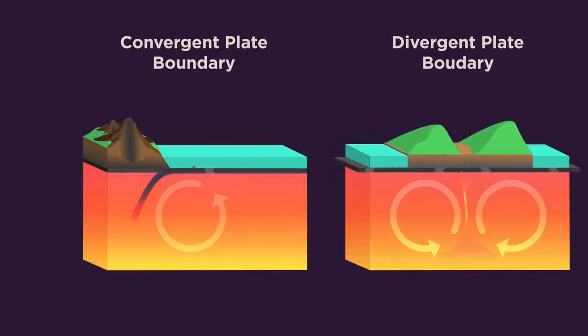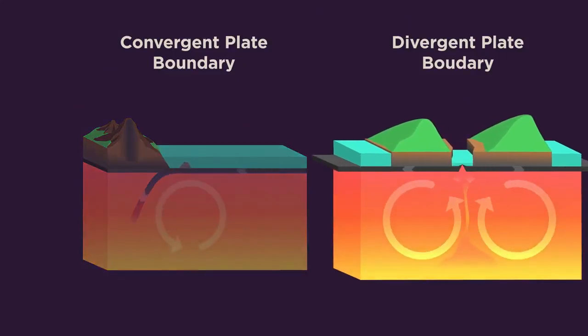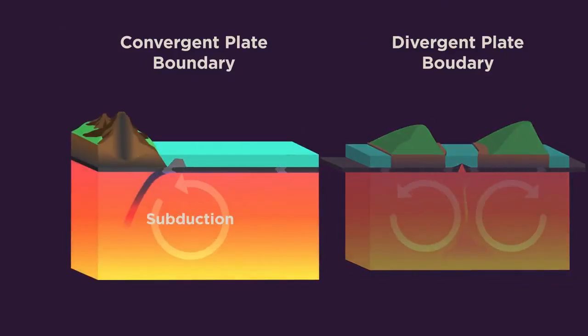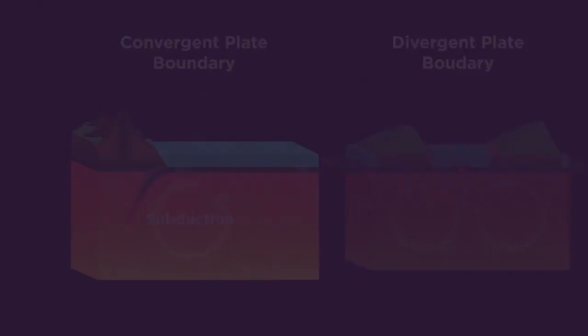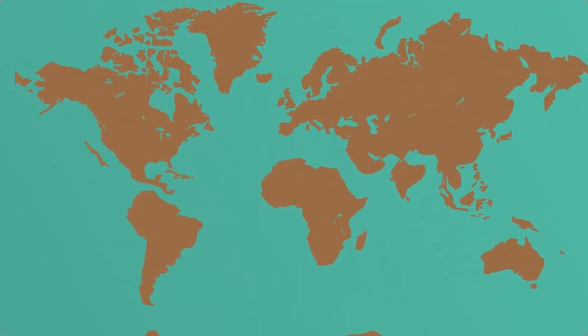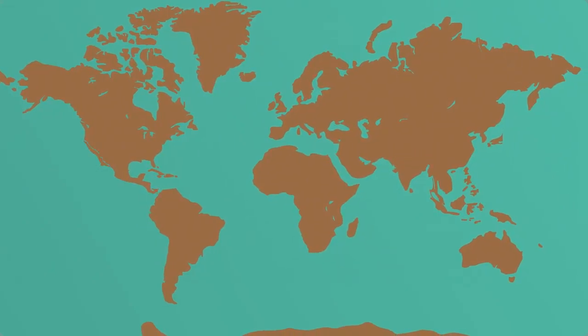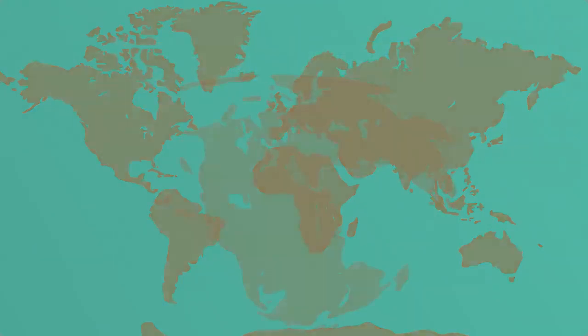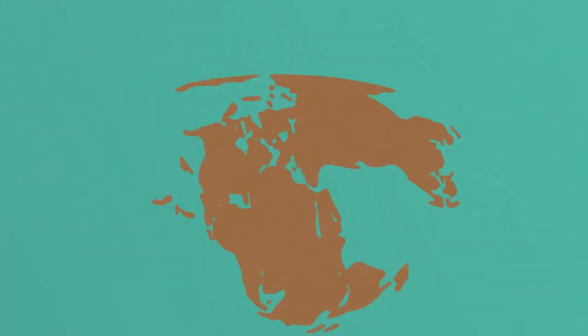Oceanic crust is never more than a few 100 million years old because it is constantly being created at mid-oceanic ridges and consumed, or subducted, at convergent boundaries. However, continental crust has simply been carried around, broken apart and brought together ever since the formation of the Earth 4,500 million years ago. And so to the big picture.